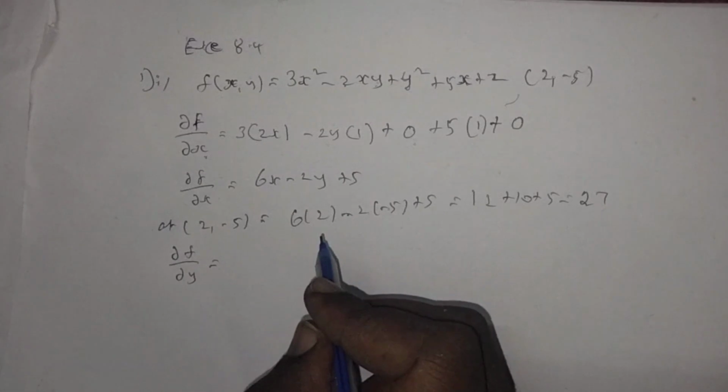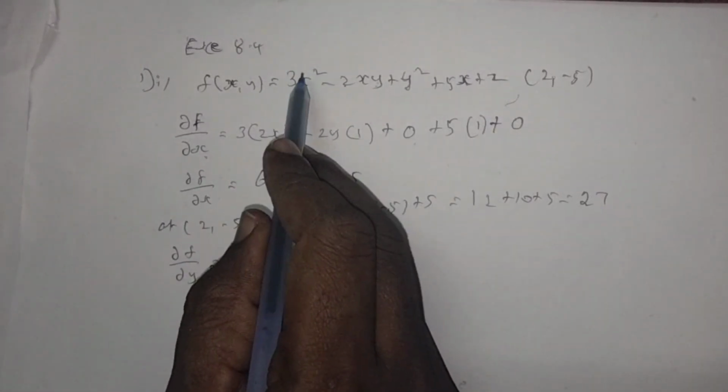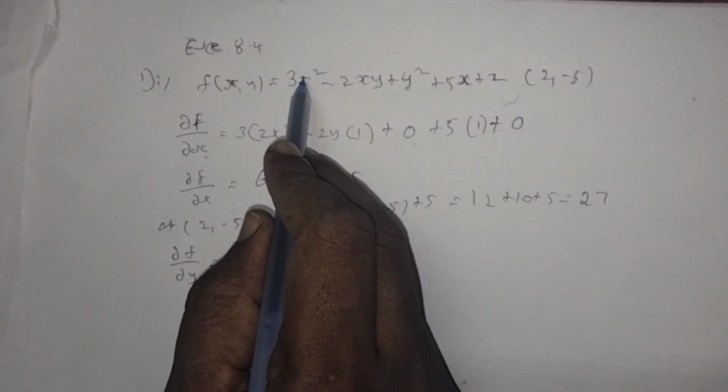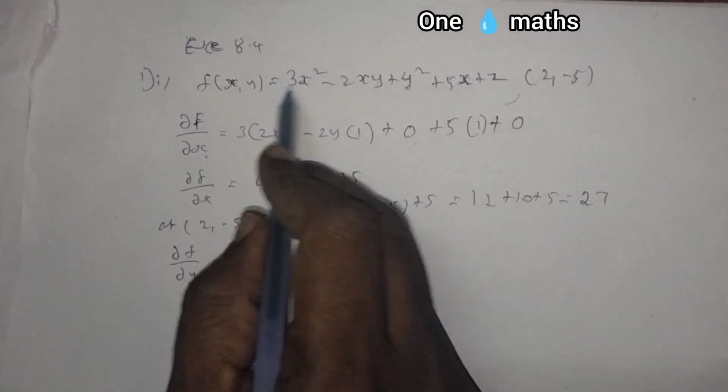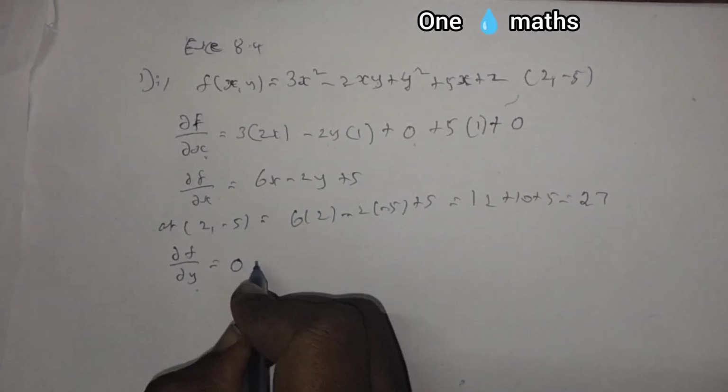Like that we are going to find now ∂f/∂y. Now with respect to y. So here 3x squared. Here we have only the x term. So the x term becomes constant. Now y becomes a variable. Now when differentiating 3x squared, it becomes 0.